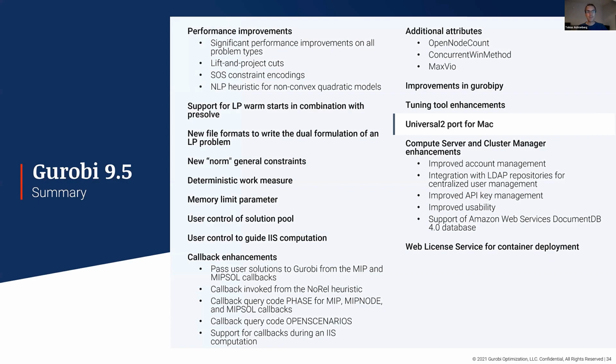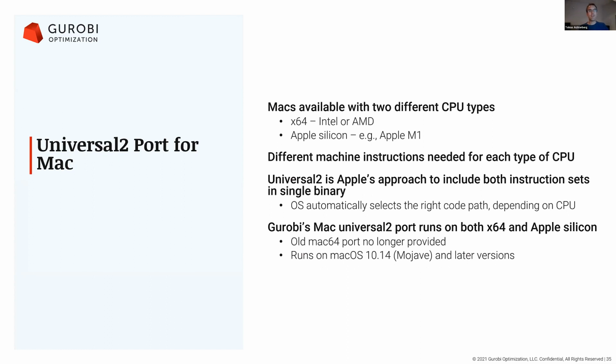So finally, I'd like to say a few words about our Mac port. This is something that we already introduced with Gurobi version 9.1.2, namely this Universal 2 port for Mac. With 9.1.2, we treated this as an experimental port, but now with 9.5, this is our Mac port. The old Mac 64 port is no longer provided because the Universal 2 port can deal with everything that you want. Macs now come with 2 different CPU types.